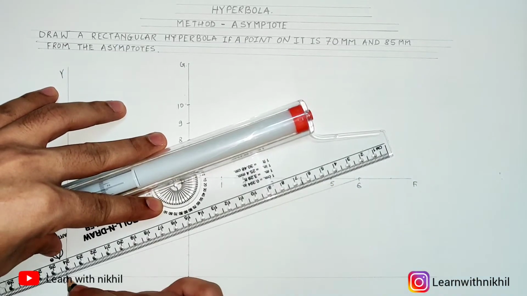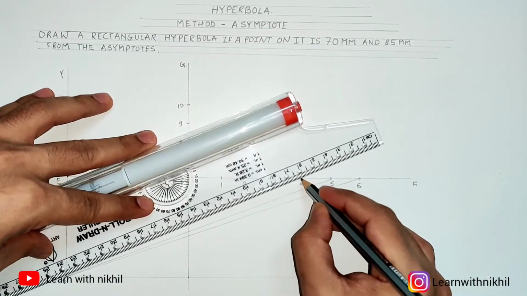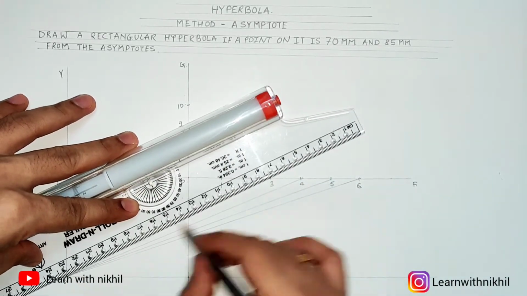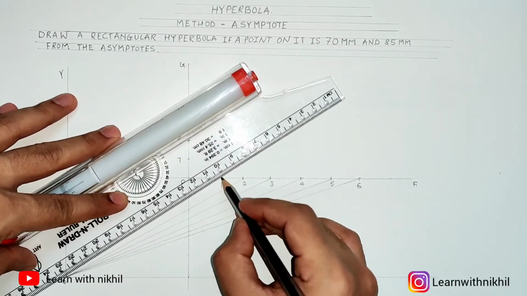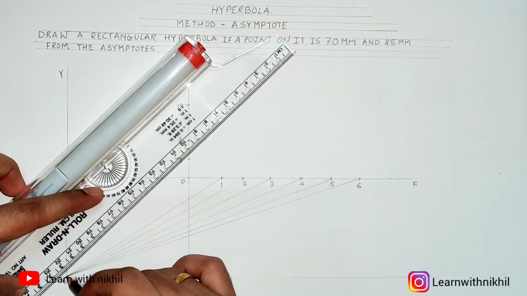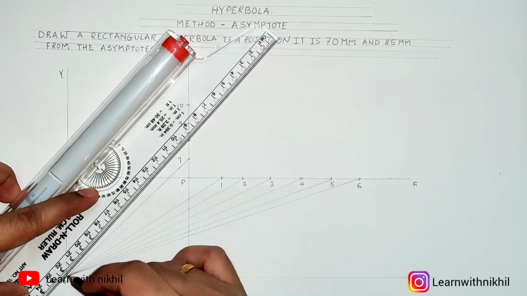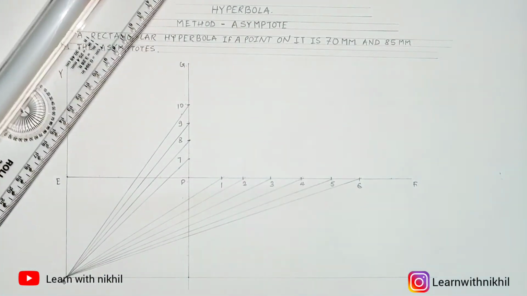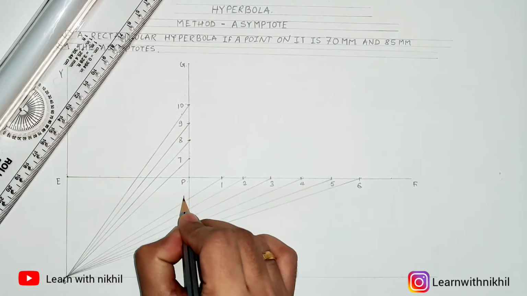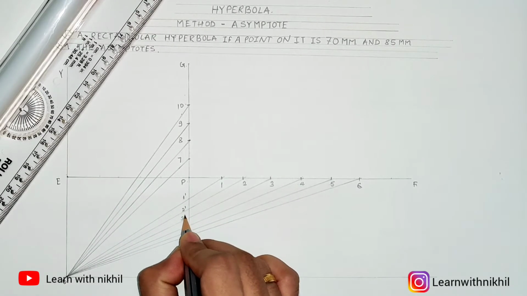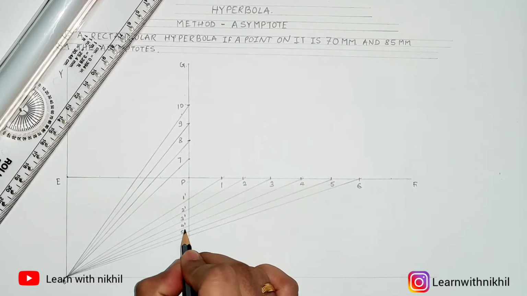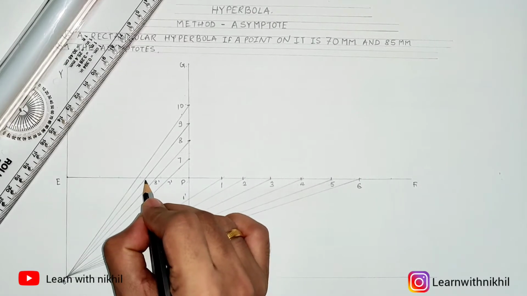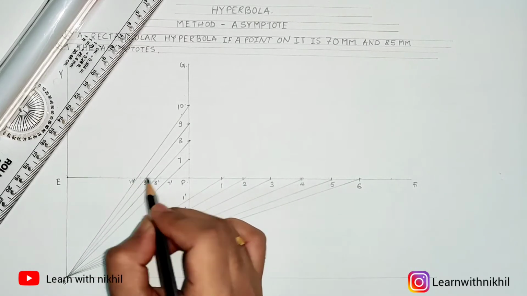Next step, we will join all these points to the center O. As you can see, I am drawing lines and joining them at center O. After joining all these lines, we will mark the points where they intersect the line as 1 dash, 2 dash, 3 dash, 4 dash, 5 dash, 6 dash, and on the other line 7 dash, 8 dash, 9 dash and 10 dash.